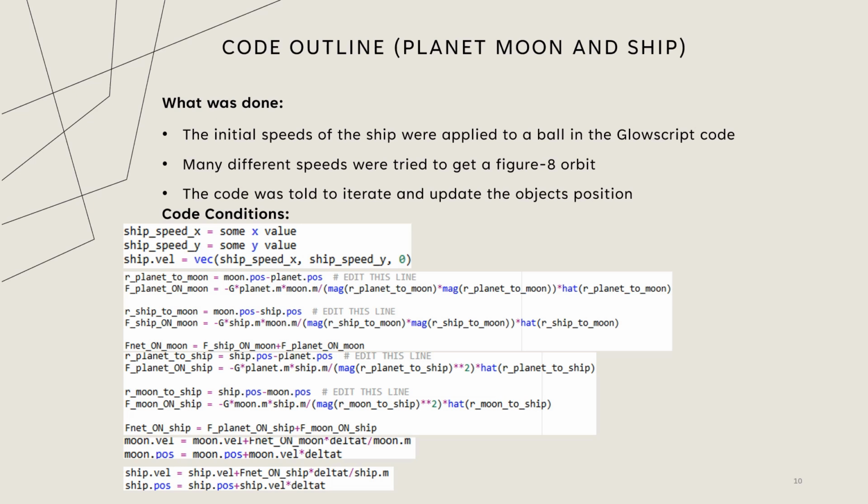For the second one, the planet, moon, and ship model, we set the initial speeds of the ship randomly. The initial conditions of the moon were set by the program. Then we tried a lot of different speeds to get a figure-8 orbit. We didn't get one, but that's all right. The code was just told to iterate and update each object's position and force at each time step, so it was done very simply. We calculate the gravity with the GM over r squared, r hat formula to get the gravity on everything, and then we move it using Newton's laws in the standard way.